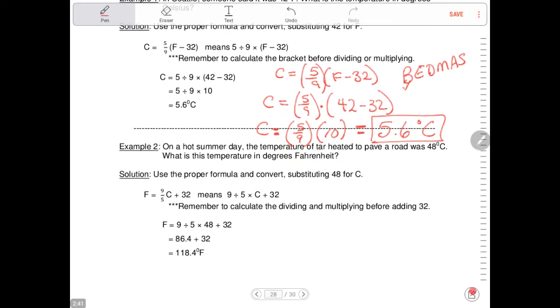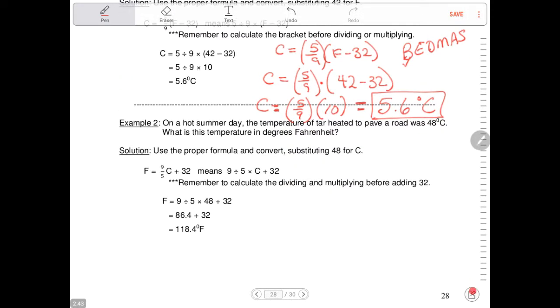Example 2 should have us going the other way. On a hot summer day, the temperature of tar heated on a paved road was 48 degrees Celsius. What is the temperature in degrees Fahrenheit? Well, here's the formula. It is 9/5 C plus 32. Now again, you see this 9/5 is right next to that C, so that means multiplication.